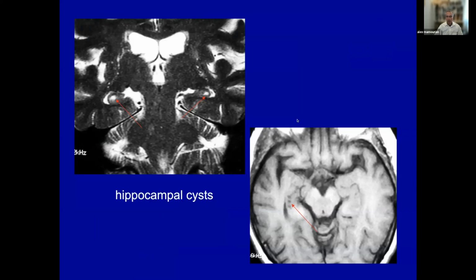Now, another common finding that you'll see in the hippocampus, and you see the way it lines up, reminds me of peas in a pea pod. You can see 1, 2, 3, these cysts along the hippocampus. You see this high signal intensity here, high signal intensity here on the coronal imaging. These are benign hippocampal cysts. These may be degenerative in nature. You rarely see them in children, but this is not to be mistaken for pathology.